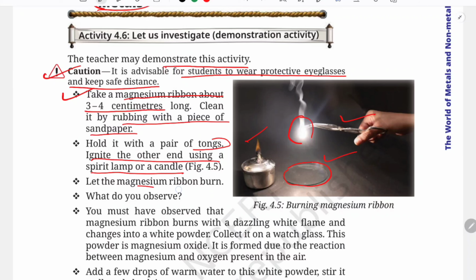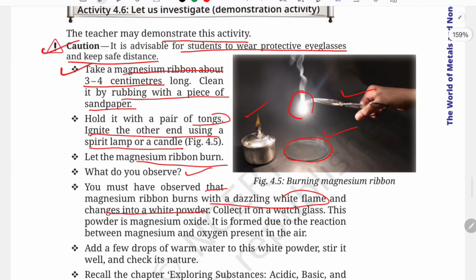So let the magnesium ribbon burn. What do you observe now? You'll observe that the magnesium ribbon burns with a dazzling white flame and changes into a white powder. Here you can see the flame. Usually the flame is yellow, like you can see here in this spirit lamp. But here the magnesium ribbon flame is purely white, isn't it? A dazzling white flame is there. So this is what we will observe. After burning, the ribbon will turn into a white powder.